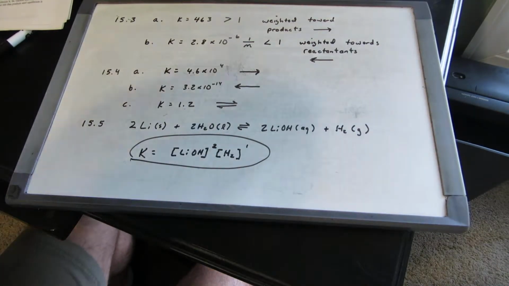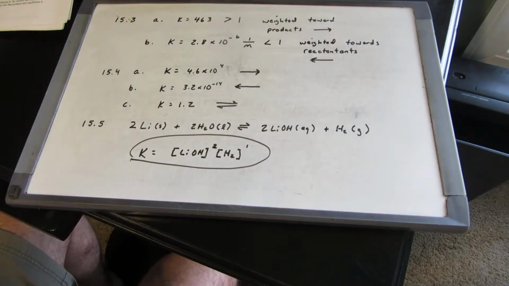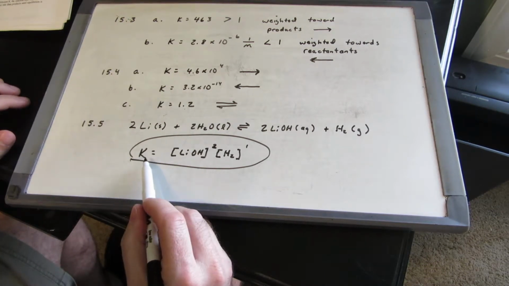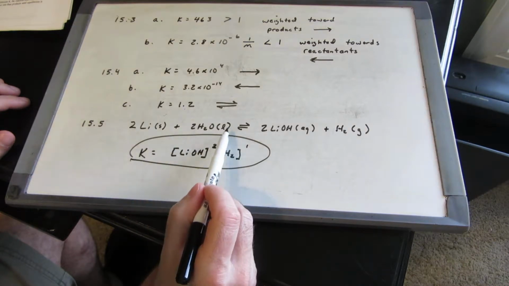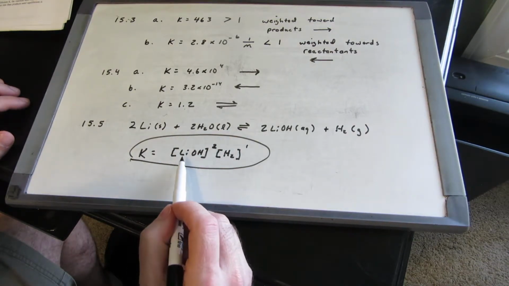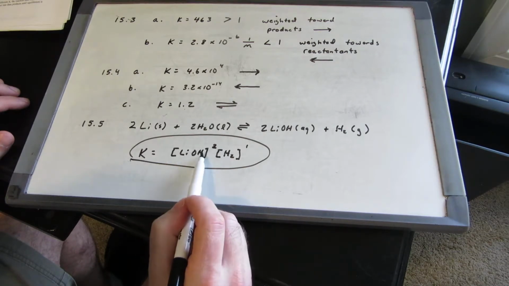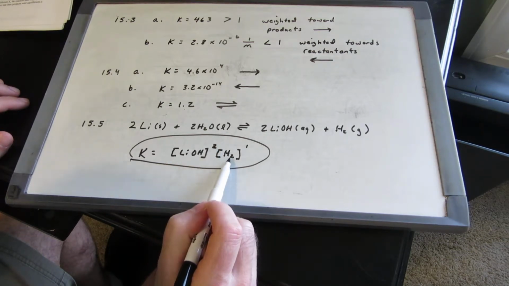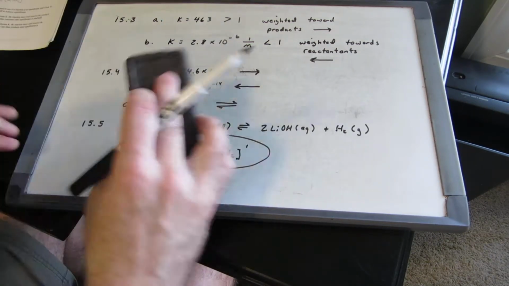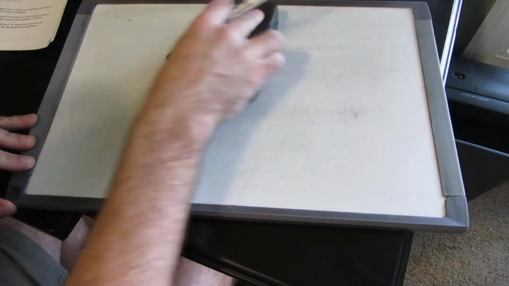All right, we'll pick up where we left off on 15.5. So again, the equilibrium constant K, since we don't use solids and liquids in calculating the equilibrium constant, we would just have the concentration of LiOH squared, times H2 to the first power. All right, let's take a look at 15.6.